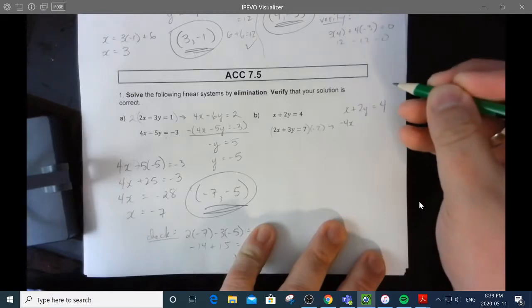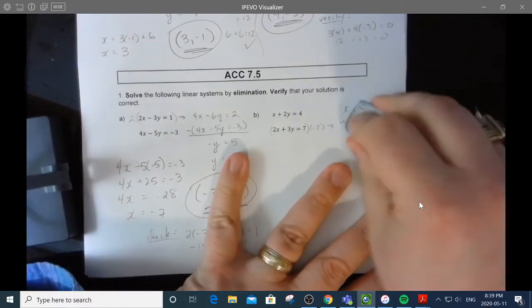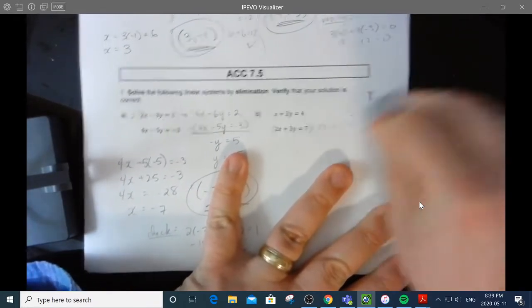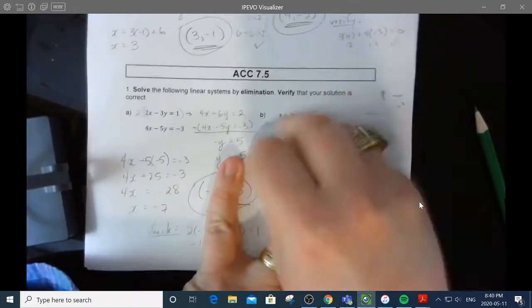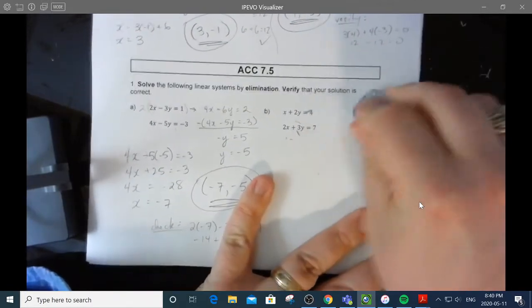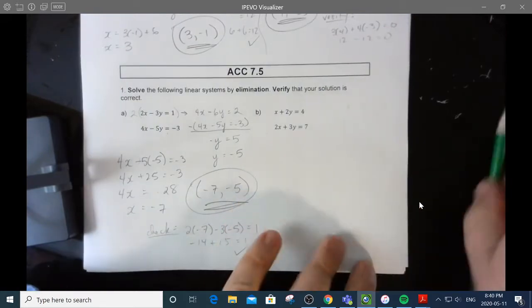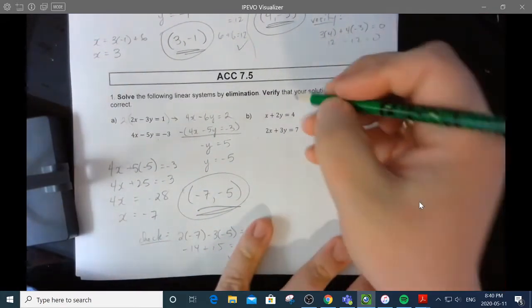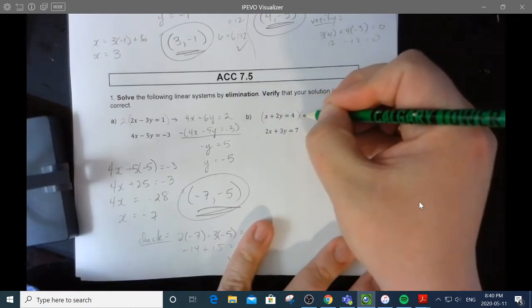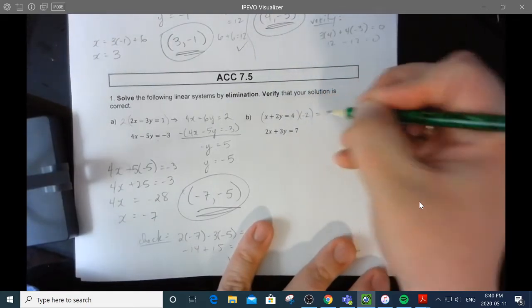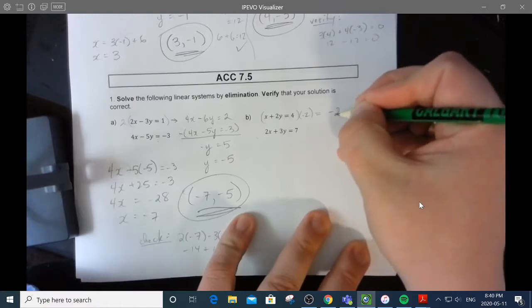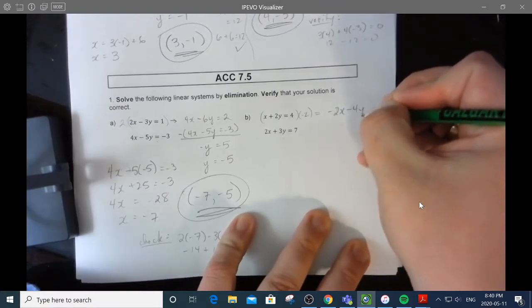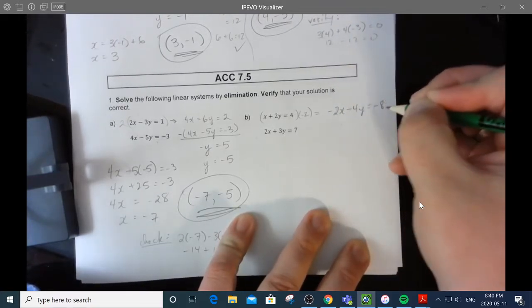Oh, what am I doing? Sorry. I lost track of what I was thinking of here. Let me start that over. Now I got eraser shavings everywhere. Okay, this is the equation I'm going to multiply by negative 2. That's better. So that is going to equal negative 2x minus 4y equals negative 8.